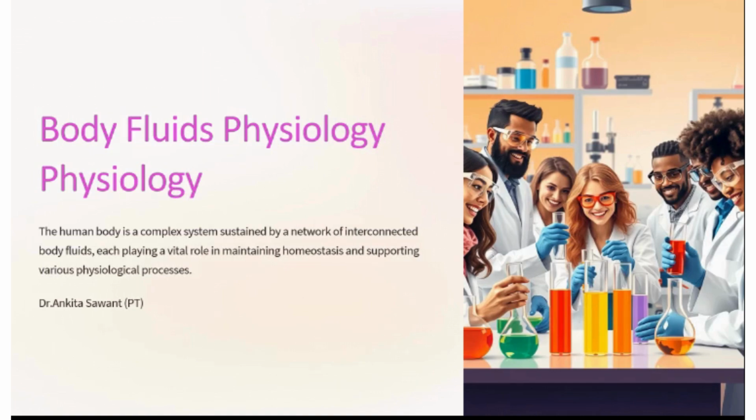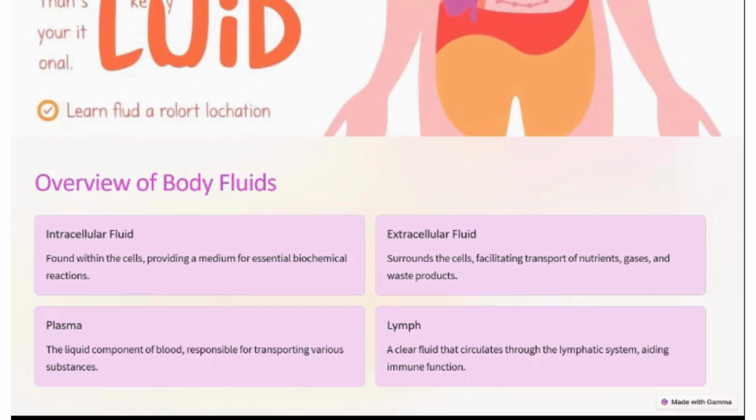Our body is made up of approximately 60% water, and this water is distributed between different compartments, each playing a crucial role in maintaining homeostasis. Broadly, body fluids are divided into two main categories: one is intracellular and the second is extracellular fluid. So the overview of body fluids, as I said: intracellular, extracellular, plasma, lymph, we'll discuss.